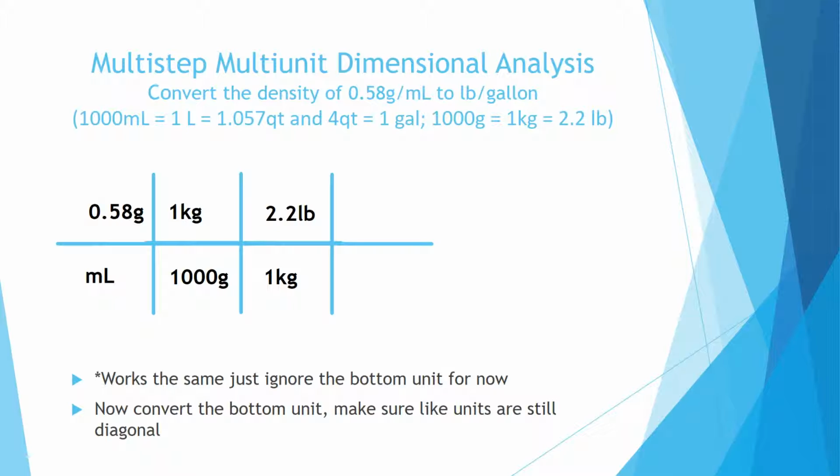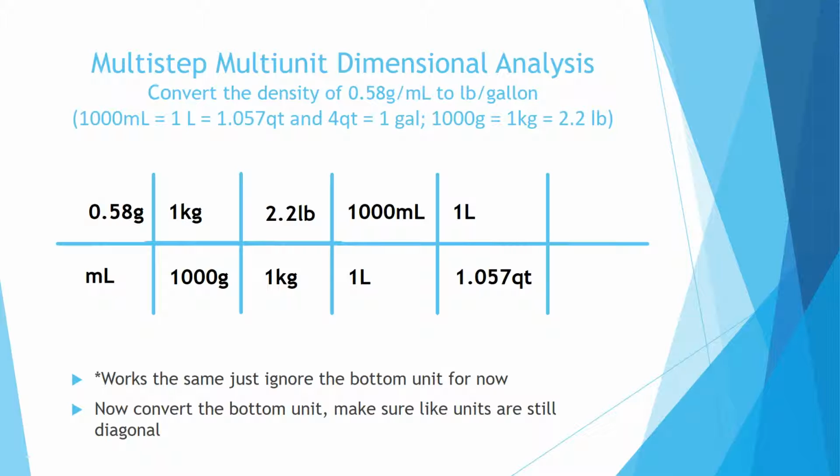And now we're going to convert the bottom unit, making sure that units are diagonal. So I need to get milliliters into gallons. We notice that 1,000 milliliters is equal to 1 liter. See how far they're apart, but they're still diagonal from one another. The milliliters will cancel out. All right, I'm not done yet. I need to get liters into quarts. And if I look at my conversion factors, 1 liter is equal to 1.057 quarts. Liters are diagonal from one another. One more step. We've got to get quarts into gallons. And I know that there are 4 quarts in a gallon.